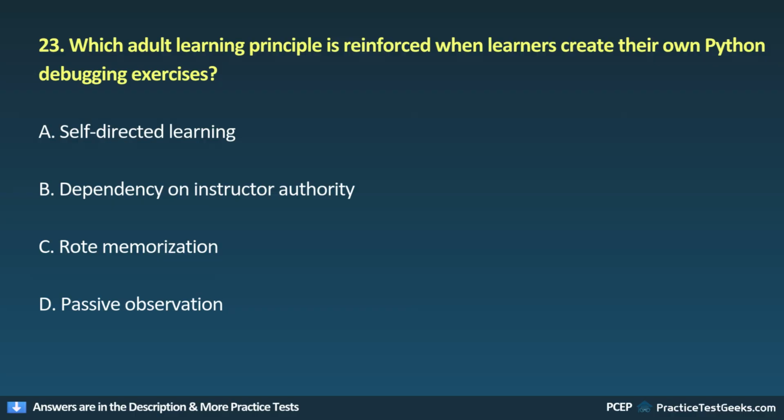23. Which adult learning principle is reinforced when learners create their own Python debugging exercises? A. Self-directed learning. B. Dependency on instructor authority. C. Rote memorization. D. Passive observation.